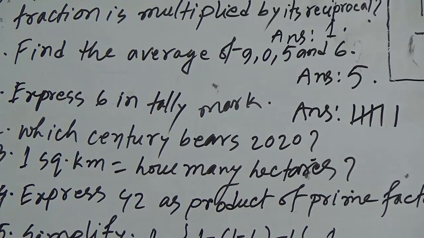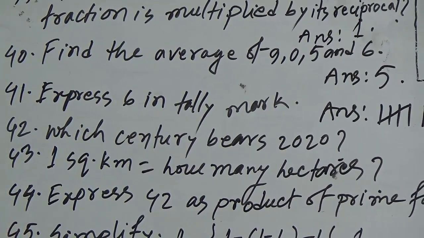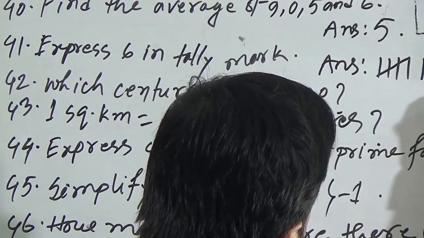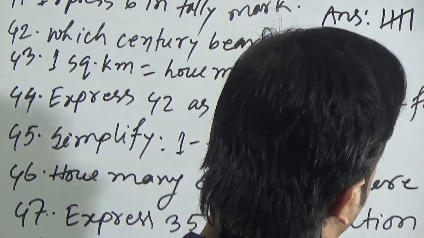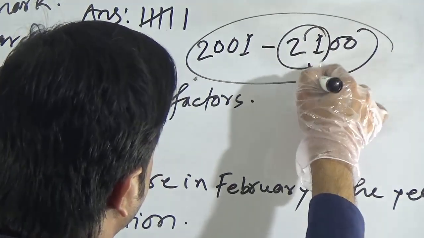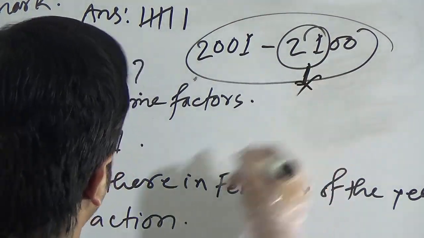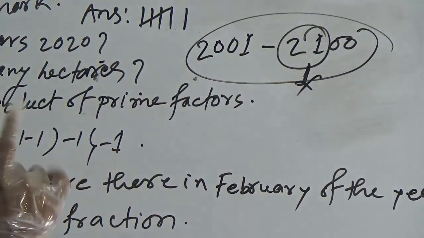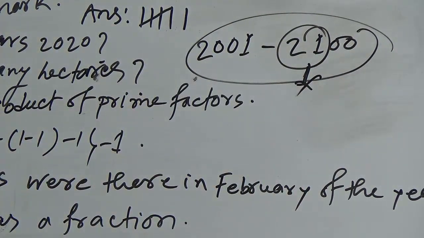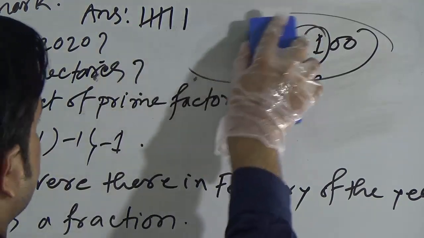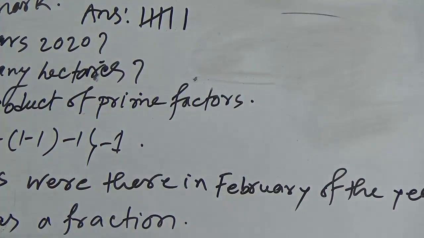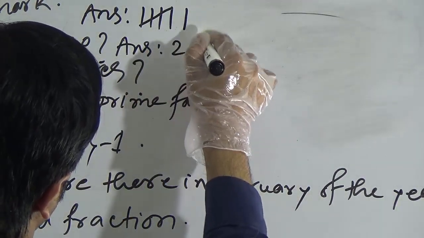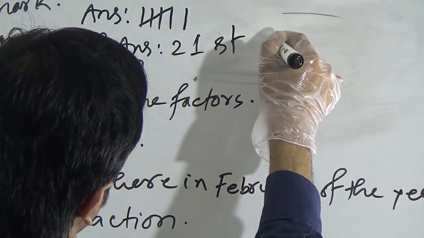Okay. Now question 42. Which century becomes 2020? We know from 2001 to 2100 is the 21st century. So we can say 2020 is in this range. So 2020 is the 21st century. So we can say the answer of question 42 is 21st century.